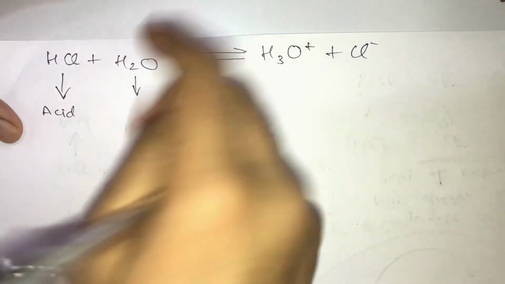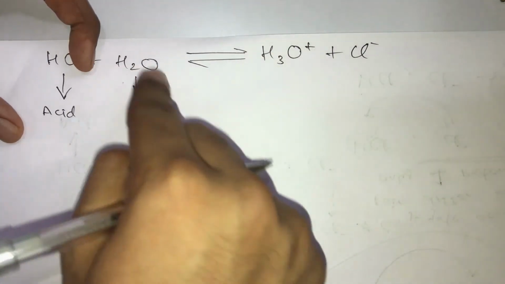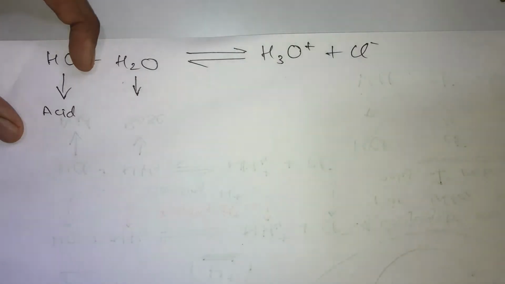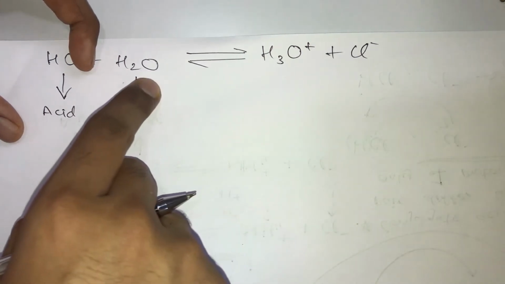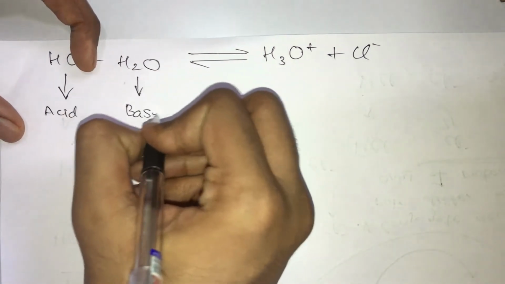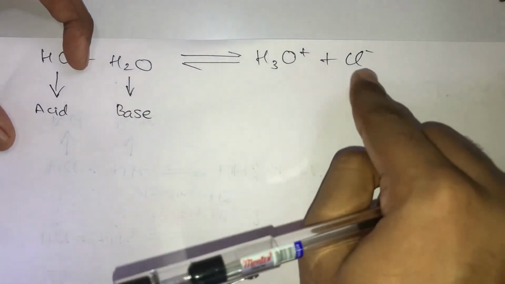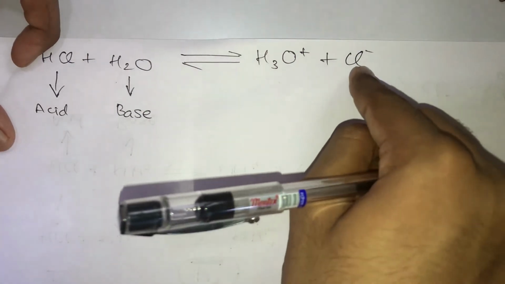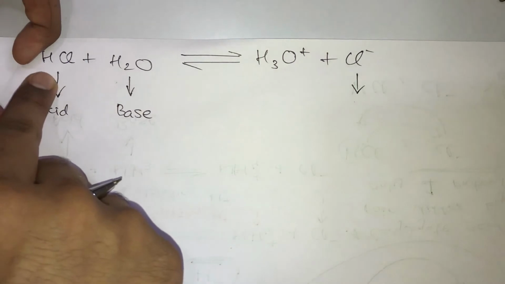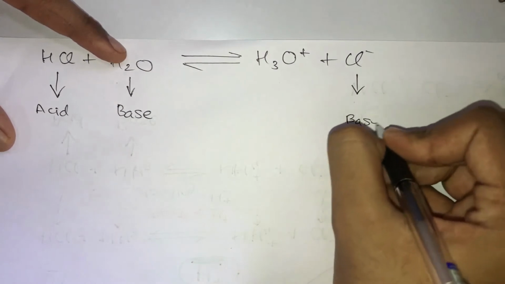Similarly, if you observe this H2O, this H2O is getting converted into H3O plus, and when it is getting converted from H2O to H3O plus, can we say that one H plus ion is getting added to it? So this is going to accept the H plus ion. And who accepts an H plus ion? It is the base. Similarly, in the reverse reaction, the Cl minus is going to get converted into HCl, and while it is getting converted from Cl minus to HCl, can I say it is going to accept an H plus ion? And who accepts an H plus ion? It is nothing but a base which accepts the H plus ion.